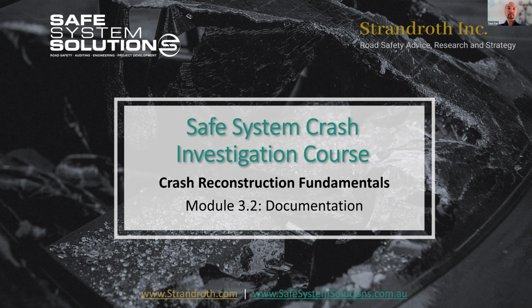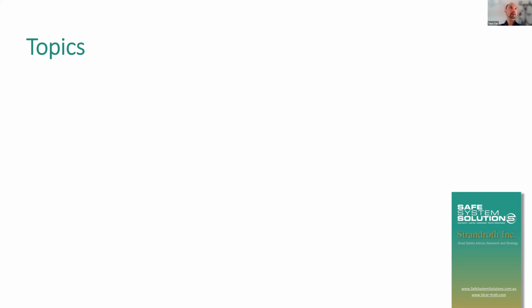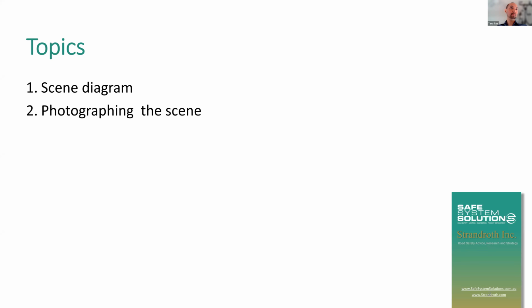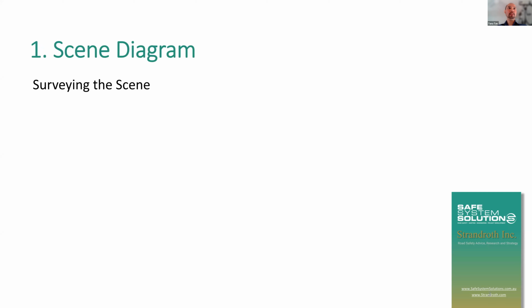Okay, so the topics I'll be covering next hour or so will be scene diagrams. How do you create a scene diagram? How do you photograph the scene? And briefly, the structure of report and report writing. So let's get stuck into topic 1, which is scene diagram. My recommendation is to start from big items and progressively move to smaller details. And I think you can probably pick up a theme here now. You start from big and move to small items.